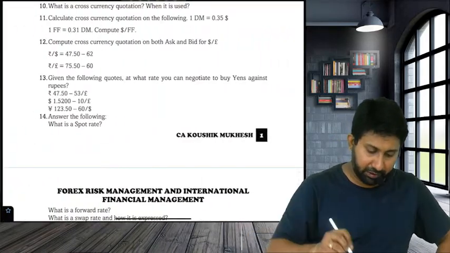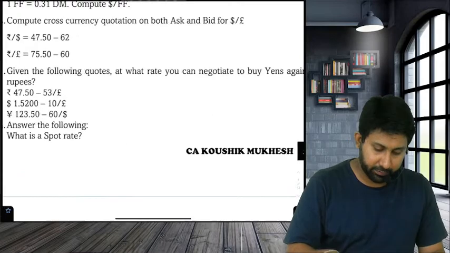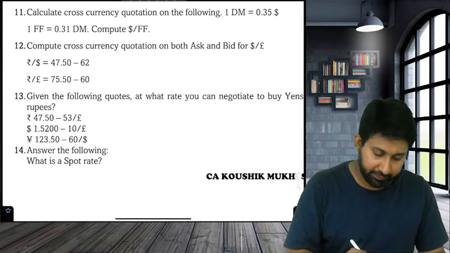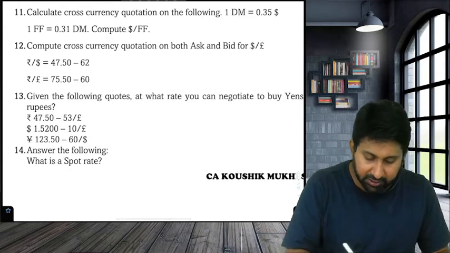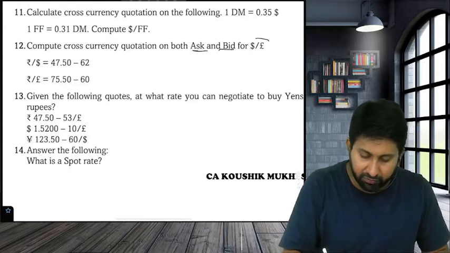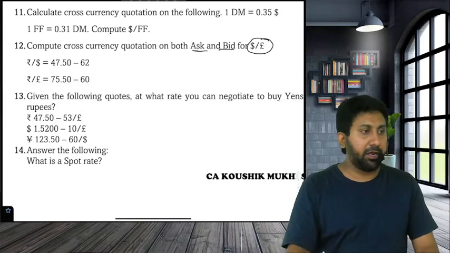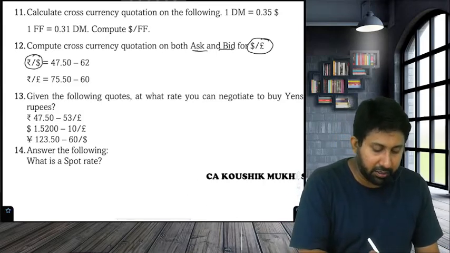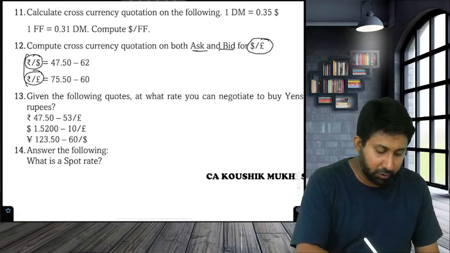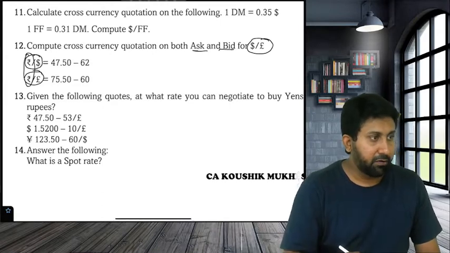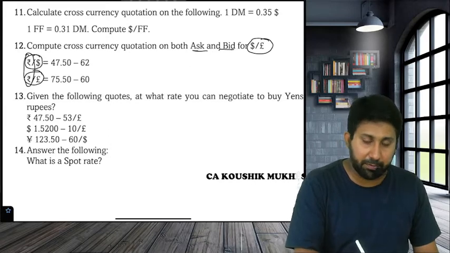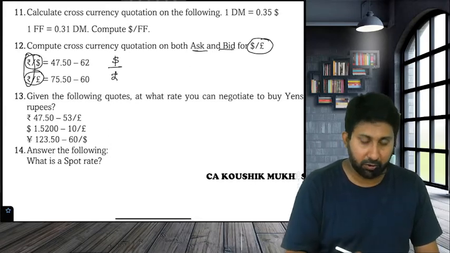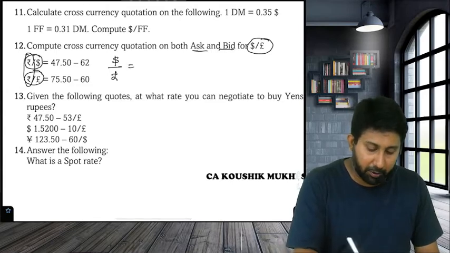Let's go to question 12. Compute cross currency quotation on both ask and bid for dollar by pound. In the question, what they have given? Rupee by dollar given, rupee by pound given. Rupee became the base currency for them. We want pound by dollar, dollar by pound. We want dollar by pound.